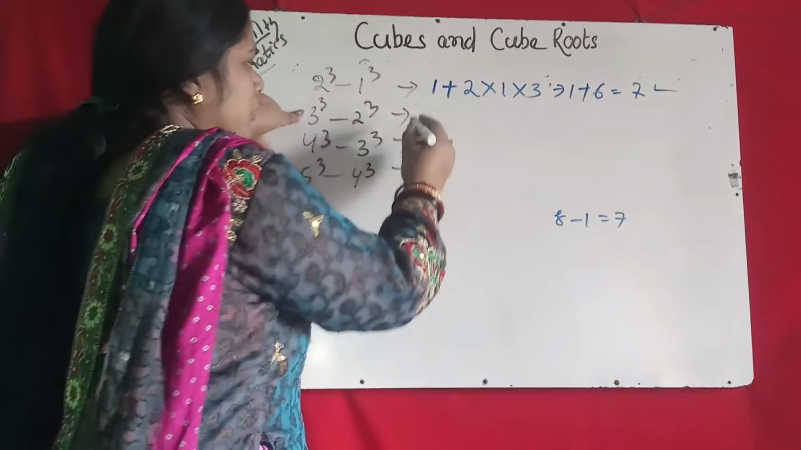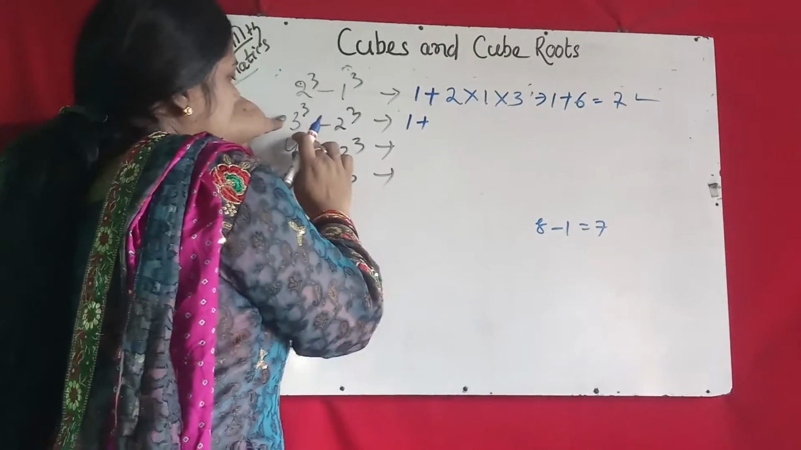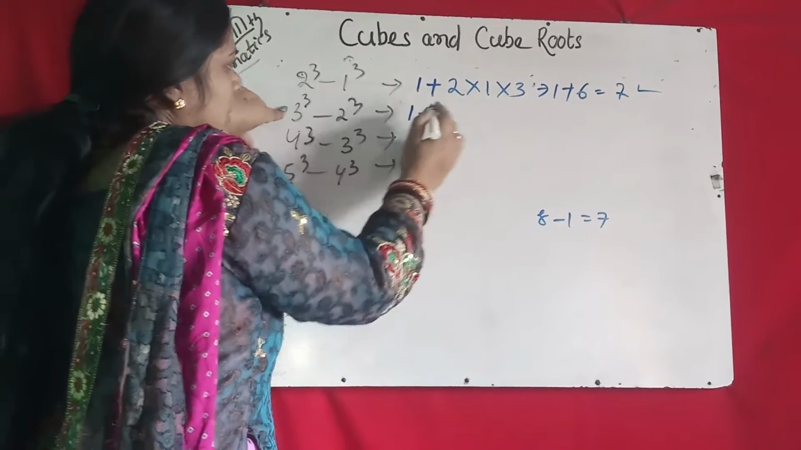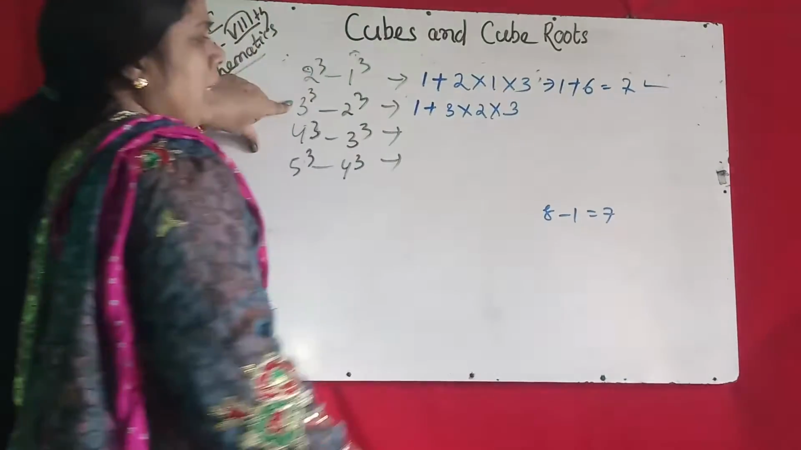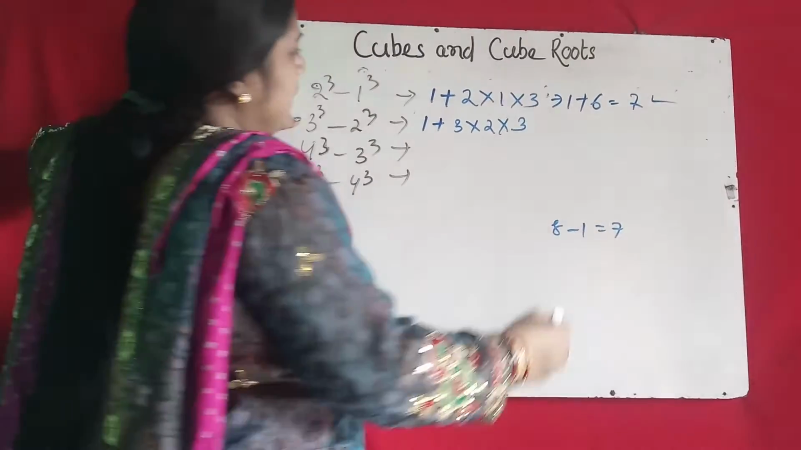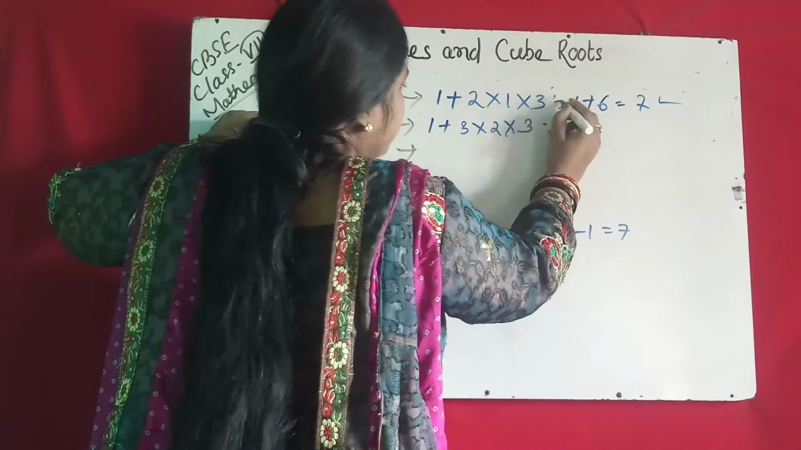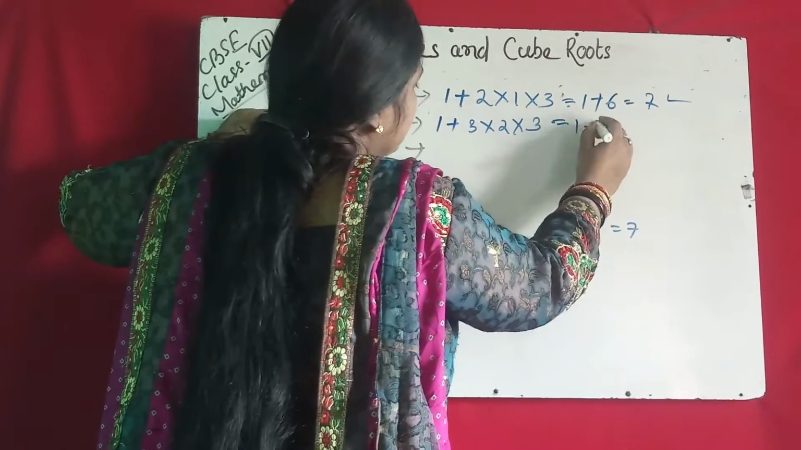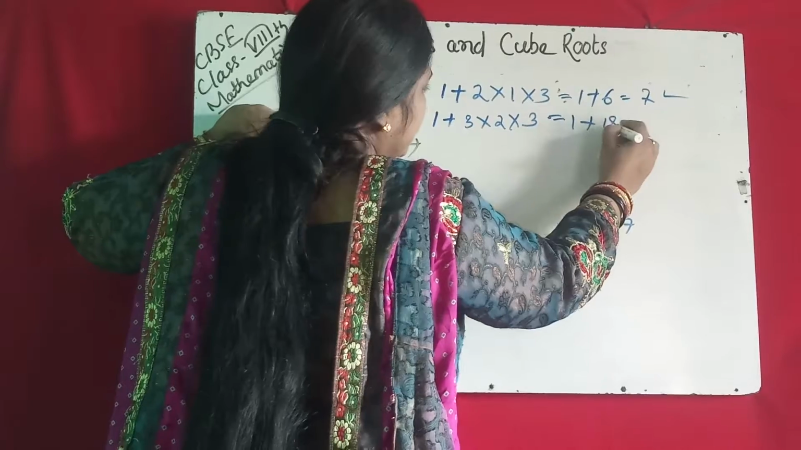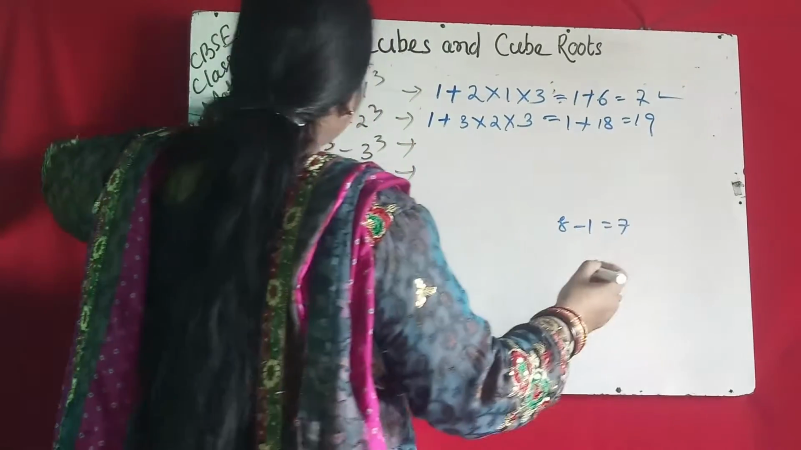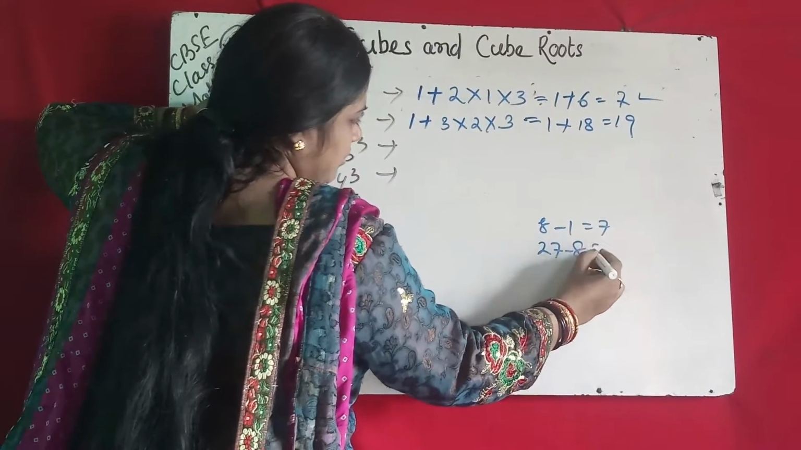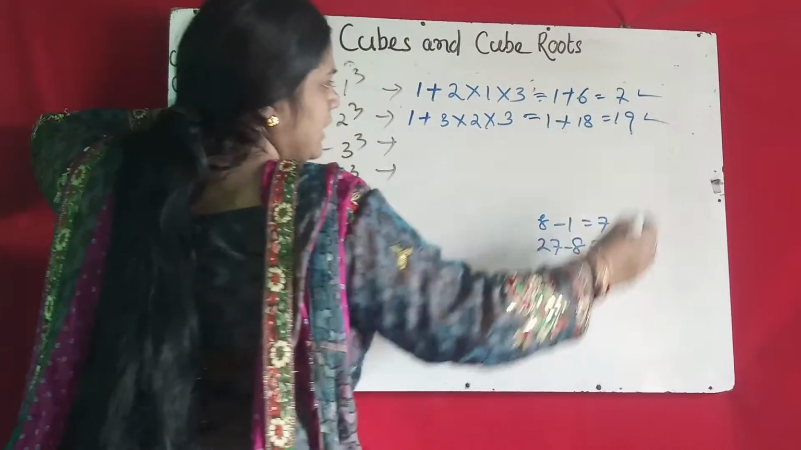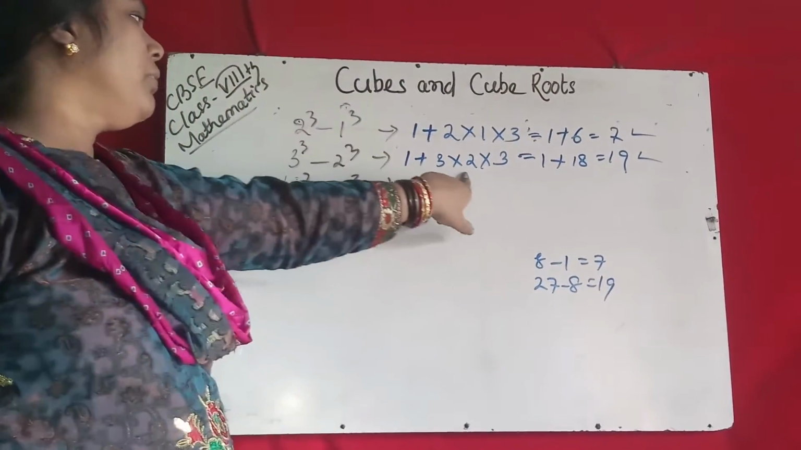Okay, same thing in the next number. What may be the number? You must add 1 plus the 2 numbers, 3 and 2. You multiply 3 into 2. Again, every number will be multiplied by 3. Then how much is the answer? 1 plus 3 threes are 9, 2 times is 18, equal to 19. Here 3 threes are 9, 3 times is 27, minus 8. How much? 19. You got the answer. So this is the simple formula.